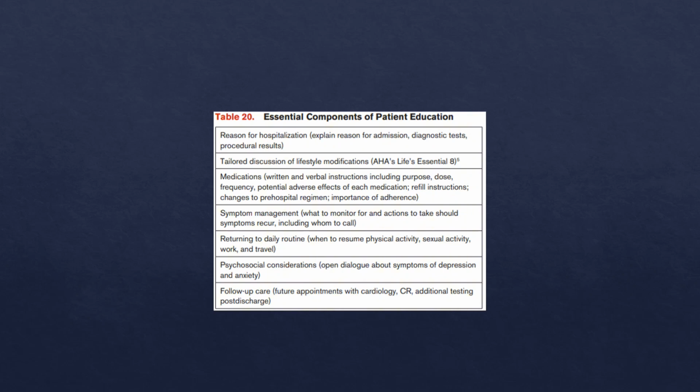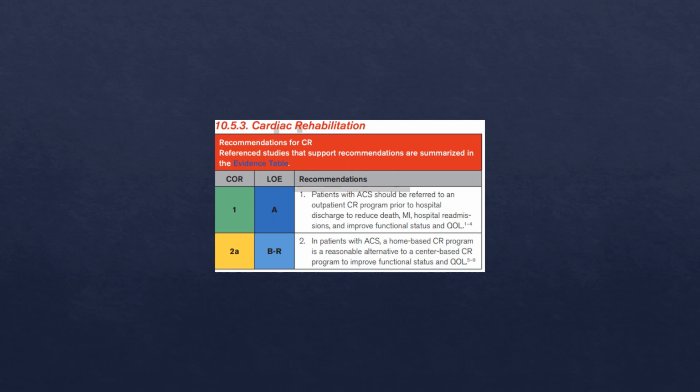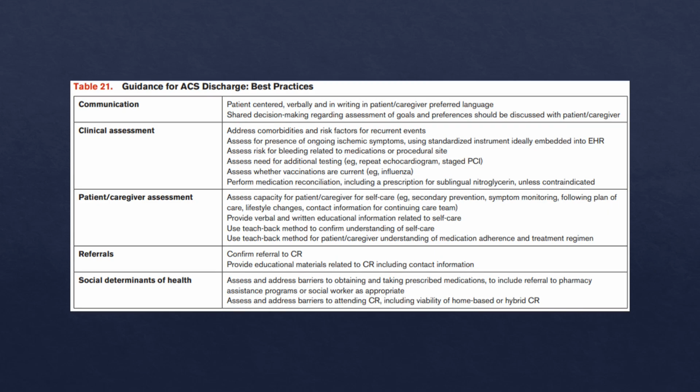The core components of cardiac rehabilitation include a patient assessment, followed by nutritional counseling, weight management counseling, blood pressure management, lipid management, diabetes management, tobacco cessation, psychosocial management, physical activity counseling, and exercise training. These are the core components of cardiac rehabilitation for patients post ACS.